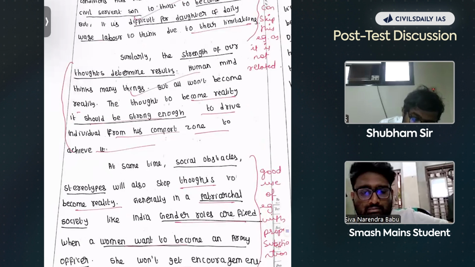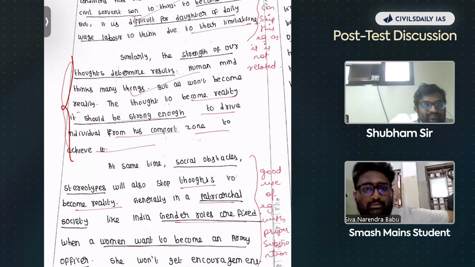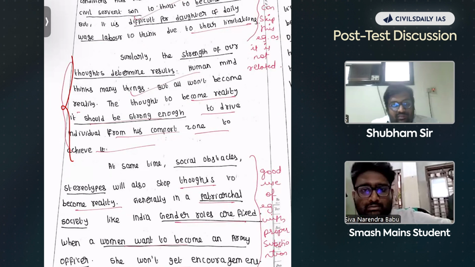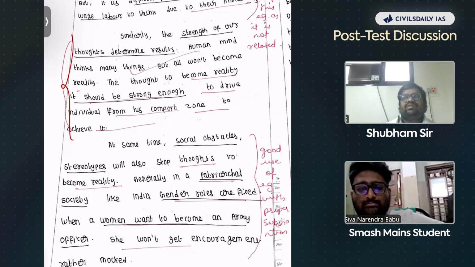Here, this is a good idea that you have put. But make sure for every idea that you are putting, you are substantiating it with an example. Don't just put the idea and the elaboration. You can substantiate using an example. Strength of our thoughts determines the results. Man thinks many things, but all won't become reality. A thought to become reality should be strong enough to drive the individual out of any comfort zone to achieve it. It can be any story, a story of perseverance or hard work. Any sportsman who has competed in the Paralympics, we can talk about that.